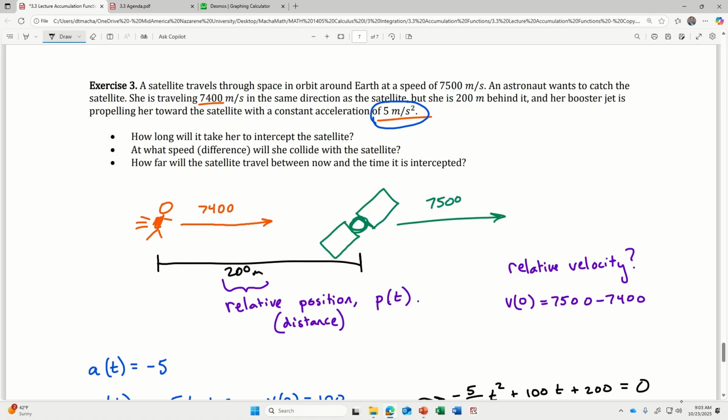How far will the satellite travel between now and the time it's intercepted? That's actually an easy question, right? The satellite is traveling at a constant 7,500. So just multiply that speed in meters per second times the number of seconds that it takes. And we get 314,325 meters. 314 kilometers.